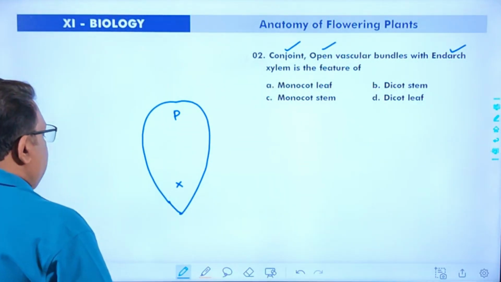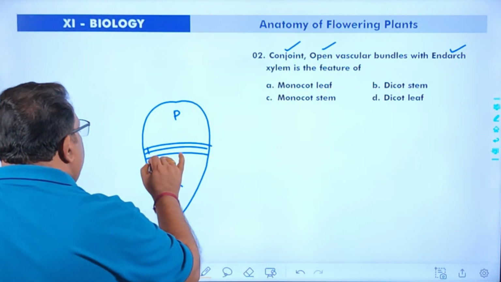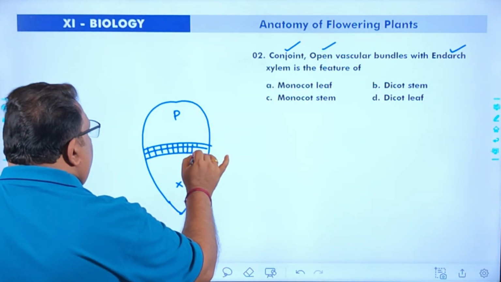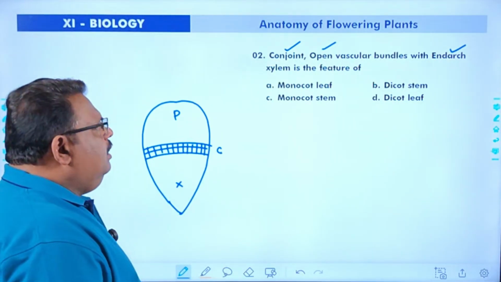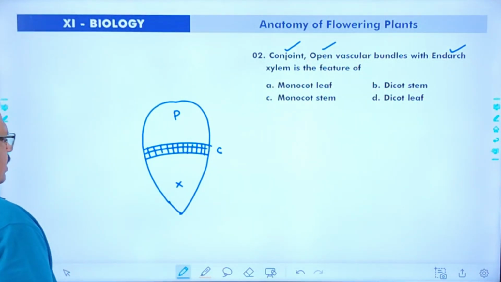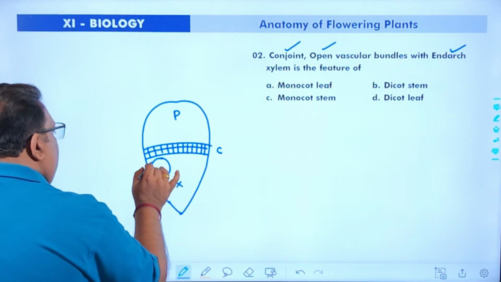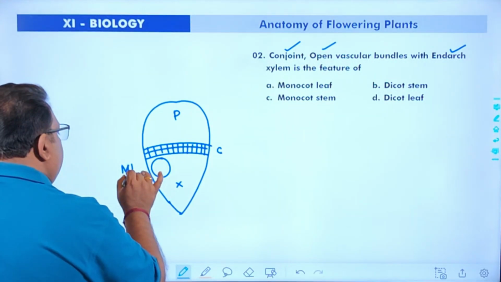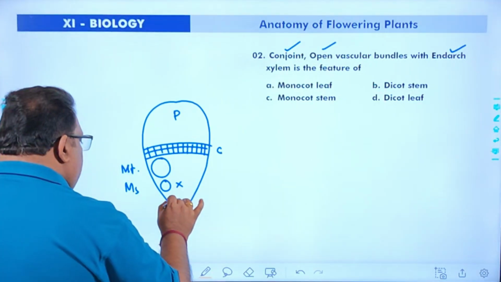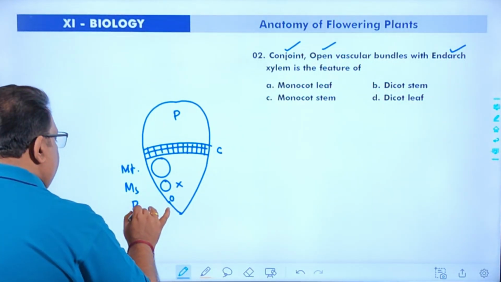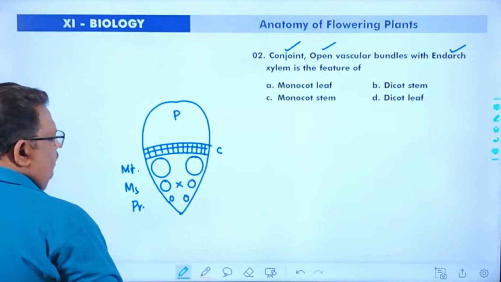Then what is an open vascular bundle? Open means in between xylem and phloem tissues, you can see cambium. If cambium is present in between phloem and xylem, the vascular bundle is called open. Then what is endarch xylem? Endarch xylem means the larger xylem vessels are called metaxylem, and intermediate size are called mesoxylem, and the smaller xylem vessels are called protoxylem. So metaxylem, mesoxylem, protoxylem, like that.